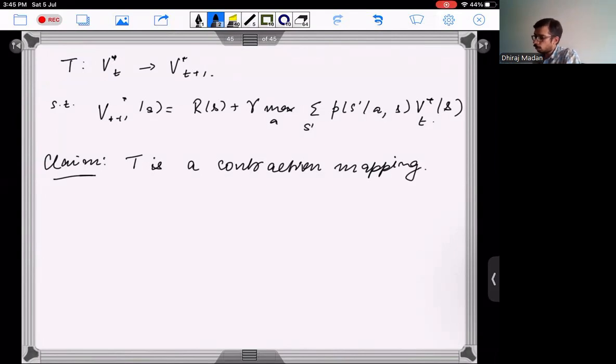And in order to show that, essentially, we need to use one small result. Okay, so I'll come to the usage of that result. So essentially, let's try to show first that this is a contraction. Right? So let's say we have two utility functions, u and v. Okay, and now let's look at the sup norm of u minus v.